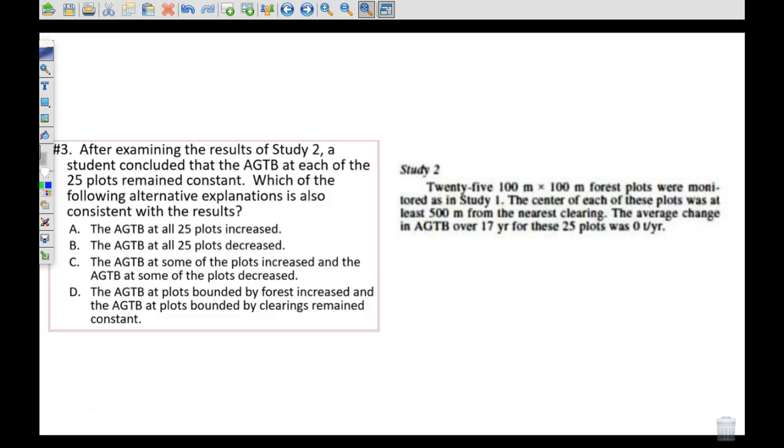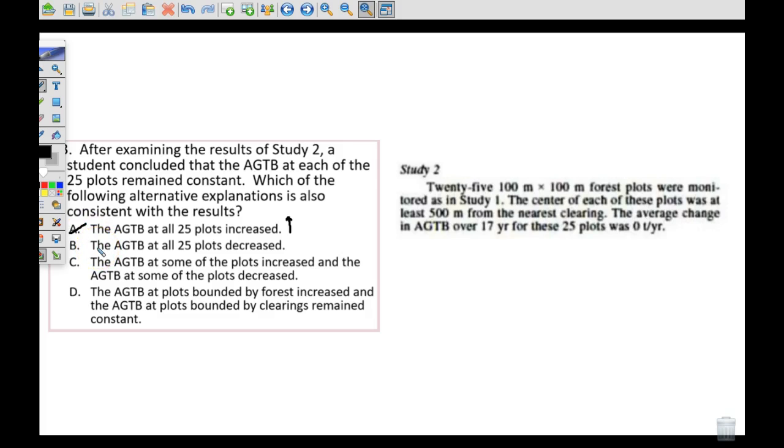In question number 3, it asks, after examining the results of study 2, a student concluded that the AGTB at each of the 25 plots remained constant, meaning that there was no change. Which of the following alternative explanations is also consistent with the results? So, statement A says that AGTB at all 25 plots increased. If this were true, that means that the AGTB would not have remained constant, so A is not an answer.